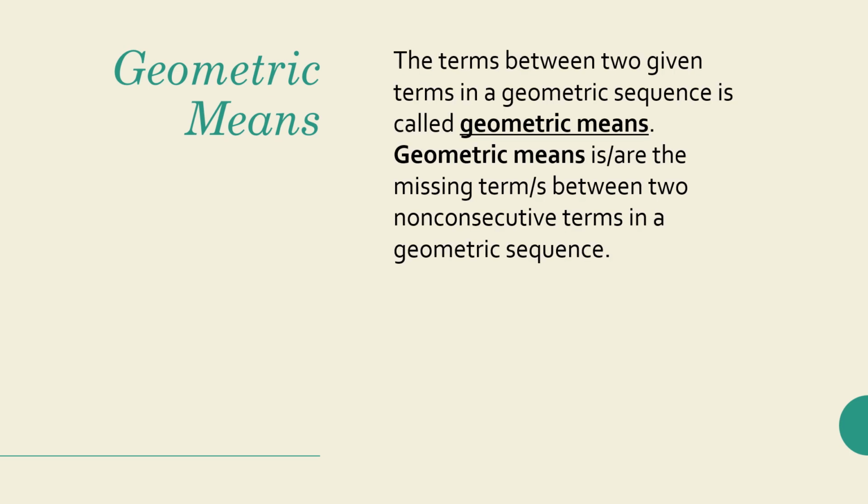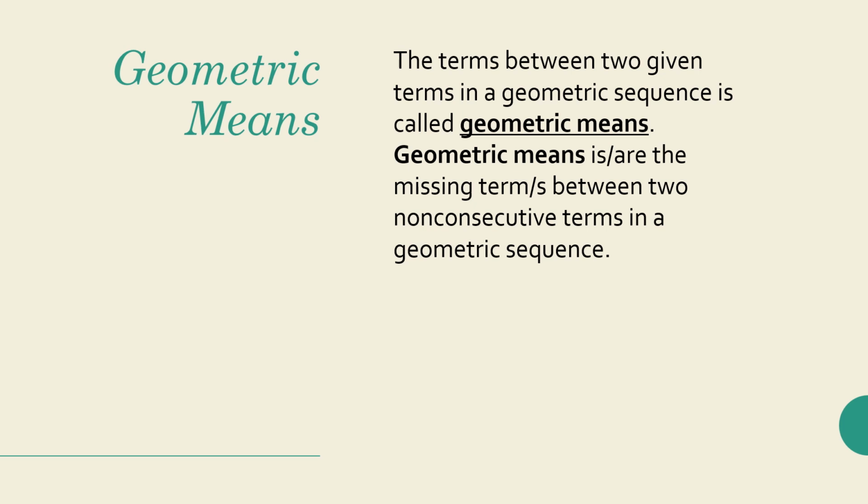The terms between two given terms in a geometric sequence are called the geometric means. These are missing terms between two non-consecutive terms in a geometric sequence. Just like arithmetic sequence, we also have geometric means that we have to insert, and the number of terms depends on the given in between these two extremes.